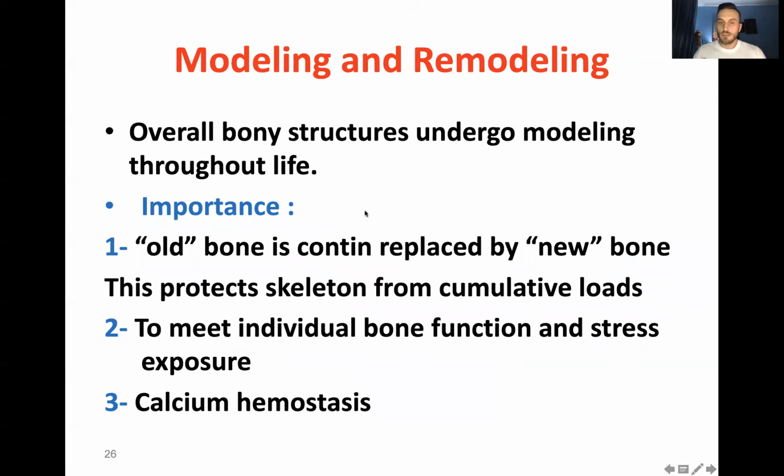It's very important to have bone remodeling because old bone should be replaced with a new bone, and to meet the individual bone function. Because, you know, when you're getting older, you're getting fatter, the biomechanics of your body, the femur, the shape of your lower and upper limb has to adapt to your new biomechanics. That's why your body is in continuous reshaping of your bones. And for calcium homeostasis, for sure.